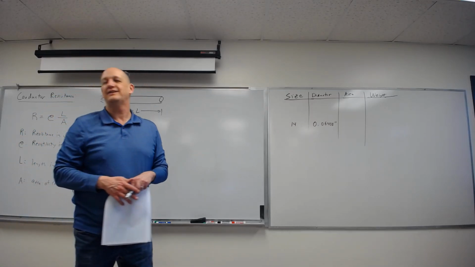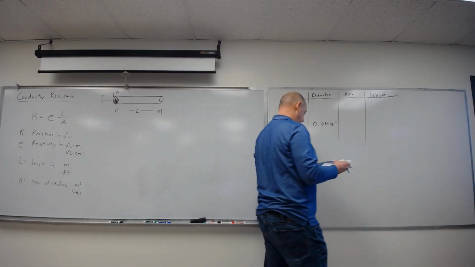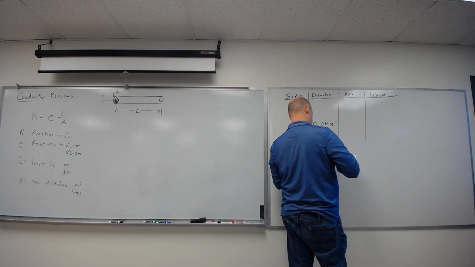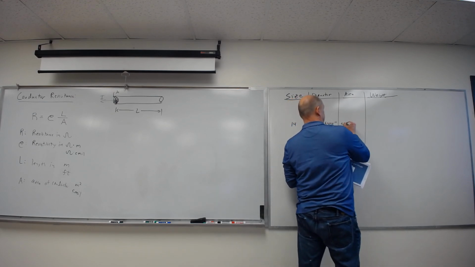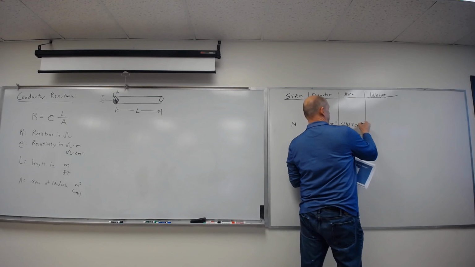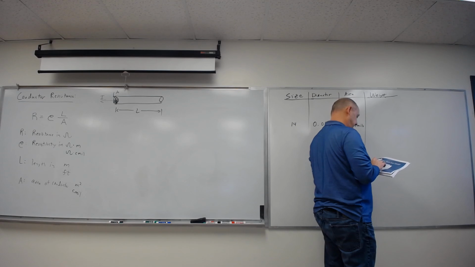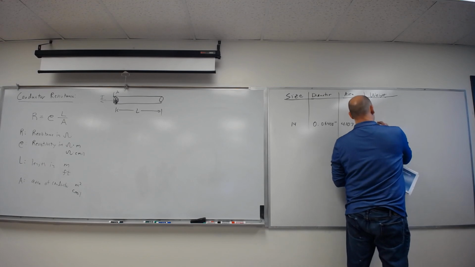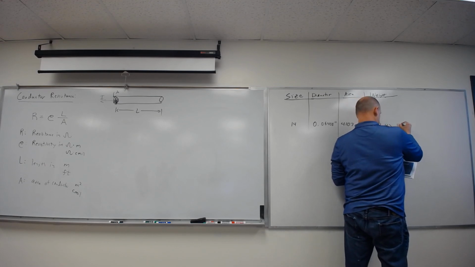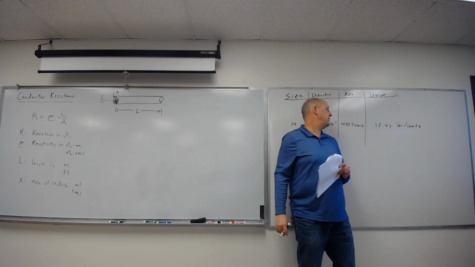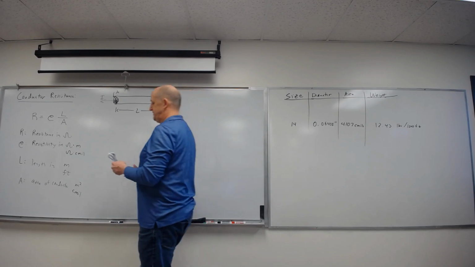That was good. All right, so my diameter here and cross-sectional area is 4,107. And that's C mils. There is square inches, but I'm not going to write it down. And then I find out it weighs 12.43 pounds per 1,000 feet. So 1,000 feet of 12 gauge wire weighs 12.5 pounds.